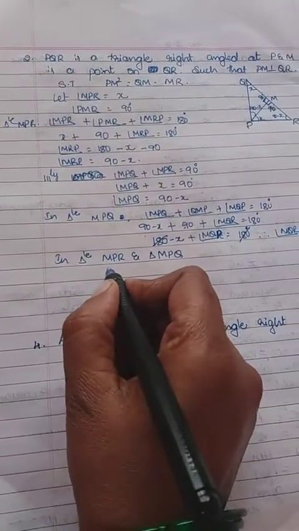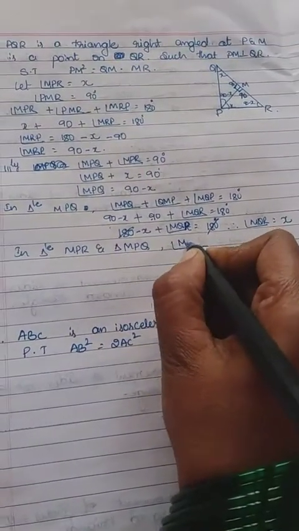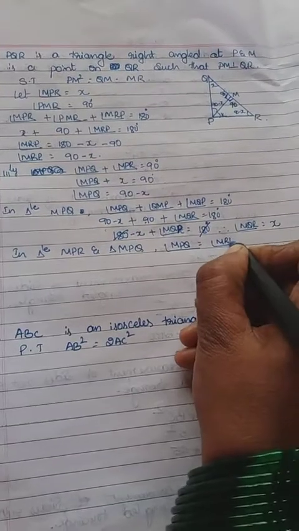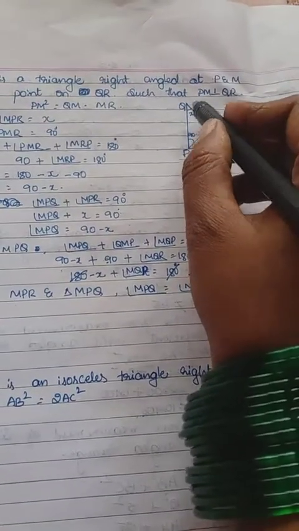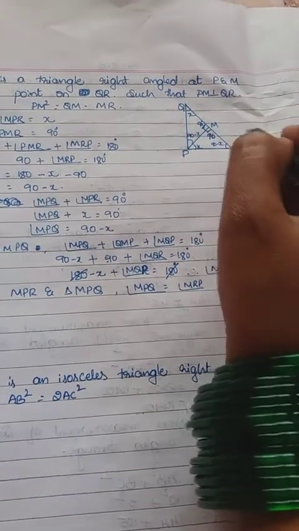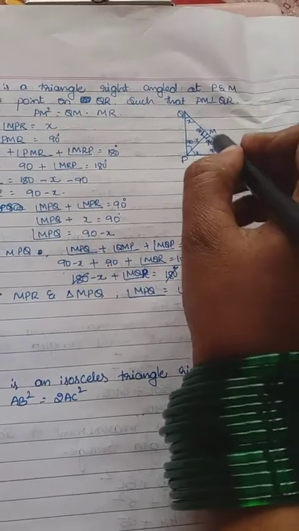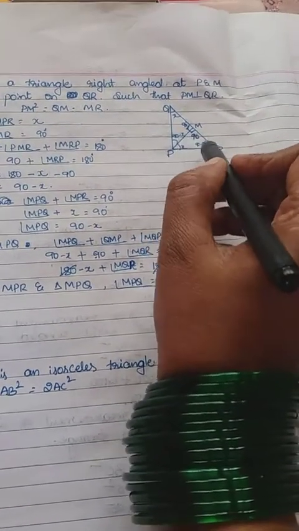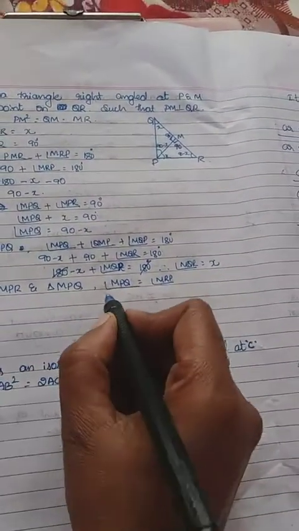Okay, so here we can write angle MPQ equal to angle MRP. Why is it? MPQ is 90 minus x, and MRP is also 90 minus x. We got that already. So that's why we can write angle MPQ equal to angle MRP.